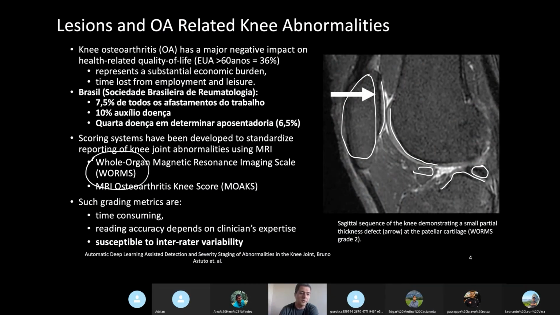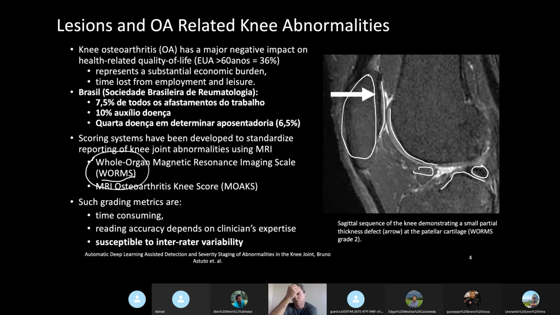So we are going to use here the WORMS gradings. Basically, I had a number of radiologists grading about 1,500 MRI images and giving me their scores for all these structures, all the cartilages and the meniscus in the knee. And then I use this scoring as labels to train my model.